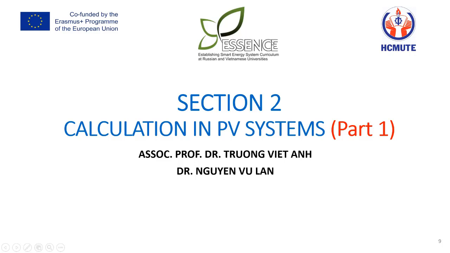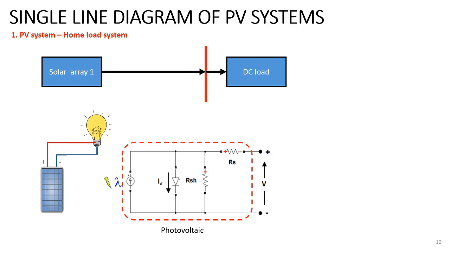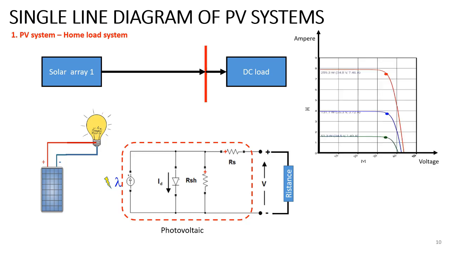Let us now move to the next section about calculation in PV systems. Consider a simple PV system including a PV panel and a DC load, which will be represented by a resistor. The PV panel is shown by solar radiation lambda and is connected to a resistance load R. How can we identify the output current I and output voltage V of the PV?